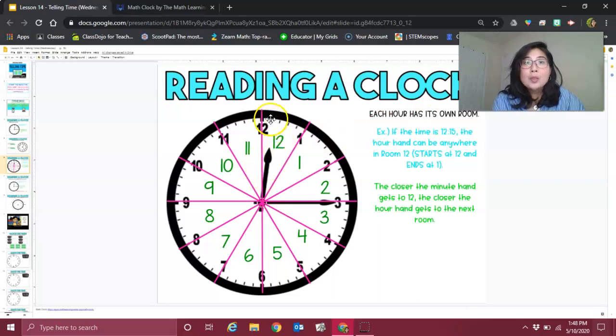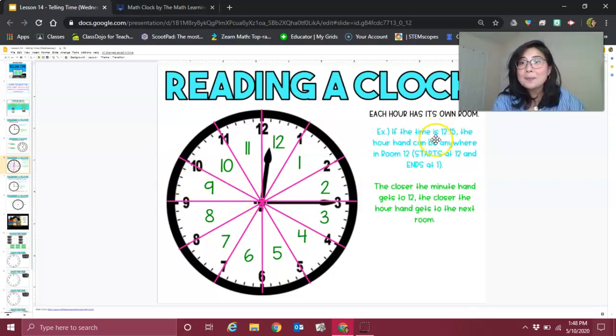So the part that is in between 12 and 1 is 12's room. Let me give you another example. The part that is in between 5 and 6 is 5's room. One more example. The part that is in between 9 and 10 is 9's room.